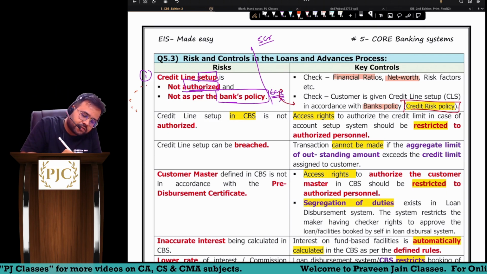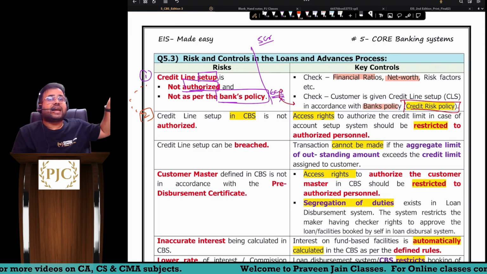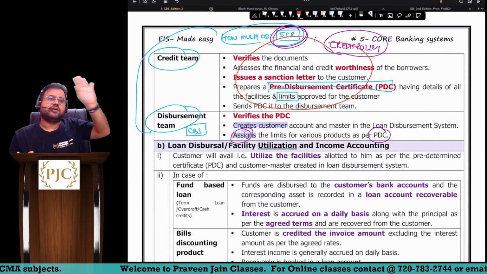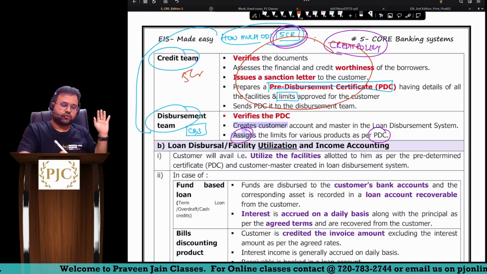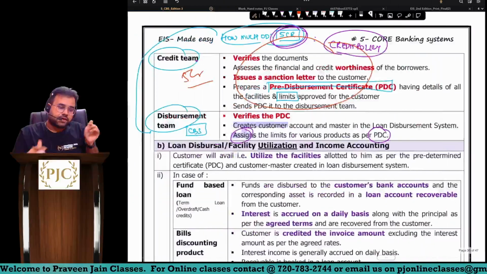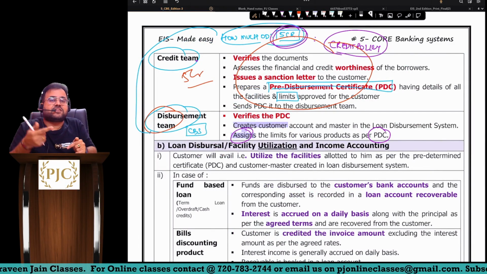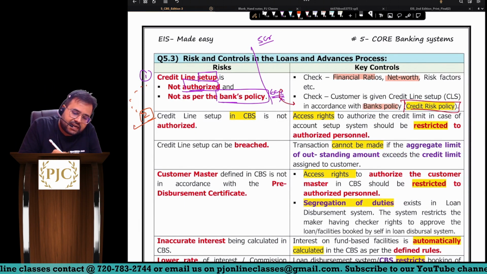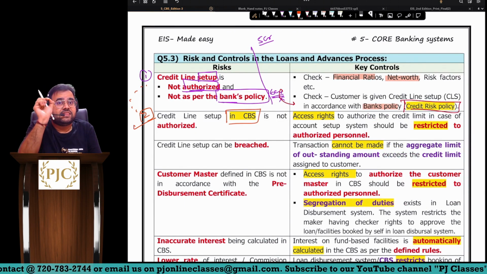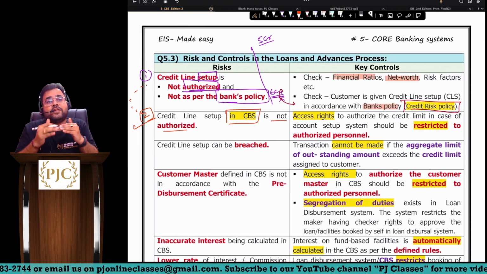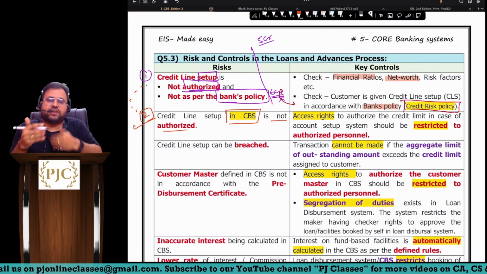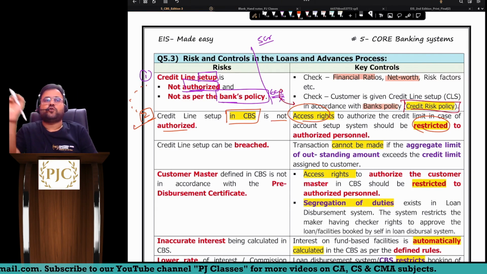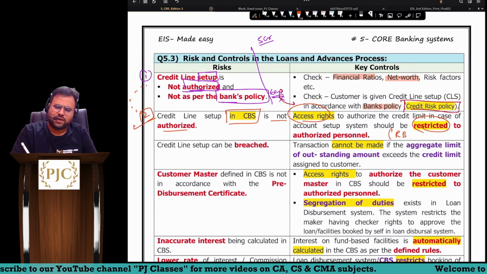Now, sir, next, imagine a scenario: the credit team has properly done the sanctioning, sir, meaning 5 crore as per bank policy, 5 crore is what they have defined, sir. So this means we don't have risk number one. But sir, the disbursement team while entering in the system wrote 6 crores, sir. So can I say risk 1 is not there but risk 2 is there? Look, the credit line setup in CBS, very very important, I'm talking about the software, is not authorized, sir. So this is in the software. Now, when it is happening in the software, obviously we have to define access rights, and these access rights have to be restricted to authorized persons only. Obviously we are talking about role based access control, sir.